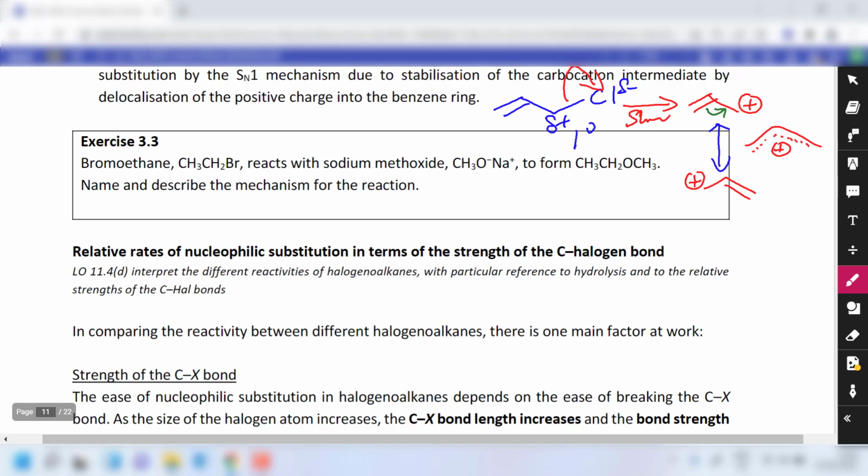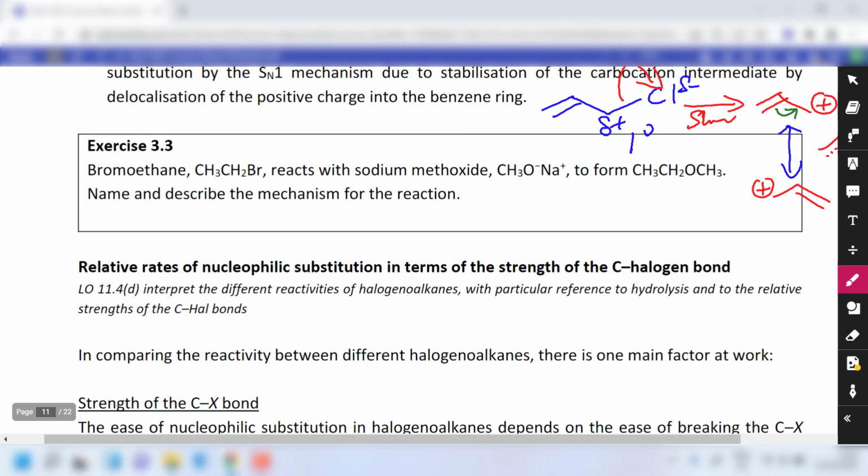CH3CH2OCH3. You're supposed to name and describe the mechanism of this reaction. So clearly this is a primary substrate and it is unlikely to be stabilized by any means. So I would say that the name of the mechanism would be second order nucleophilic substitution, or bimolecular nucleophilic substitution.